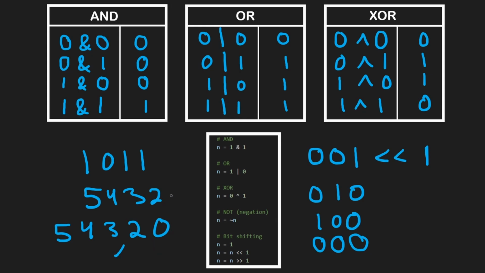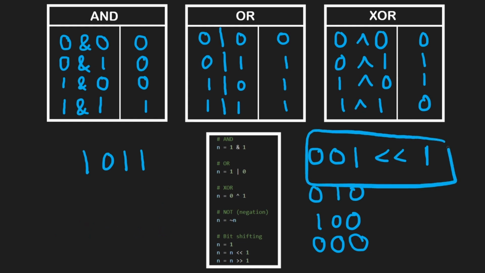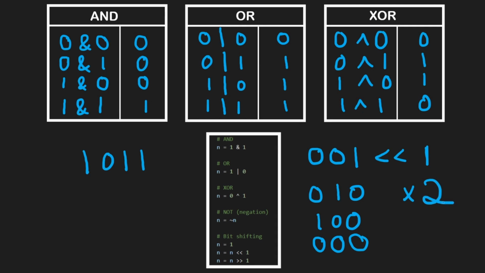If you're familiar with math, multiplying by 10 essentially adds a 0. Well, in terms of binary, when we're shifting to the left by 1, we're actually multiplying by 2. That's a pretty basic and important idea to remember. As you shift to the left, you're multiplying by 2.